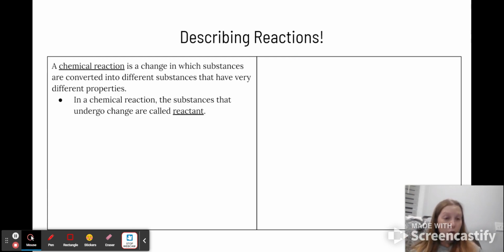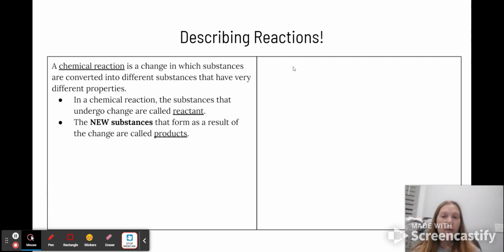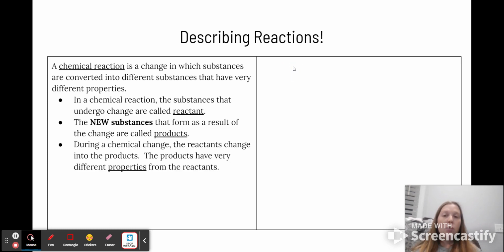The substances that you start with, the ones that go through the change, on the left side are called the reactants. And the ones that are produced or formed, on the right side, are your products. You will write these in a chemical equation, separated by an arrow. During a chemical change, the reactants will change into products, and the products will be extremely different from what they started as. They'll have different chemical bonds, different properties, all kinds of stuff.